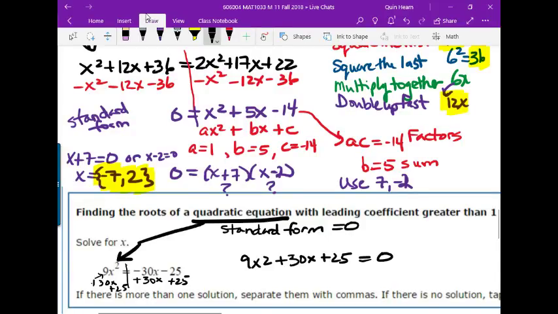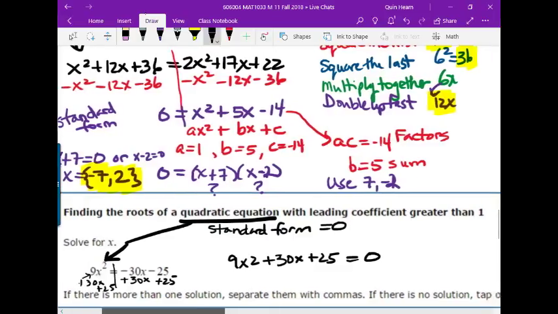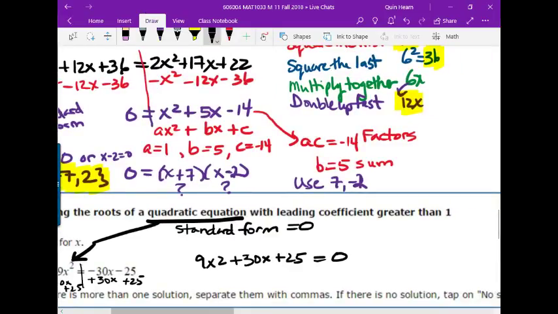All right, so now we need to use the AC method, or whatever method you're comfortable with. But again, I only have time to use one method, so we're going to stick with the AC method. So now we have it in standard form, ax squared plus bx plus c equals 0. Everything matches up. So we have a is 9, and b is 30, and c is 25.